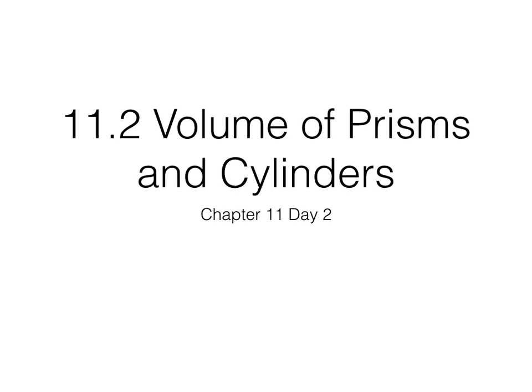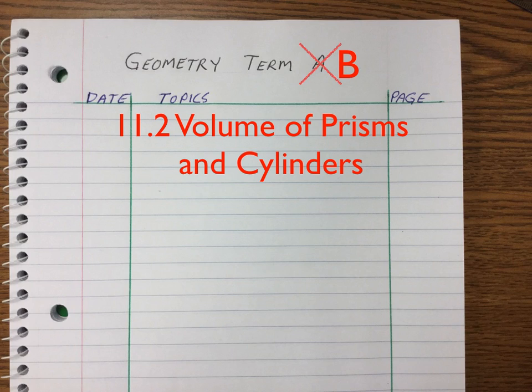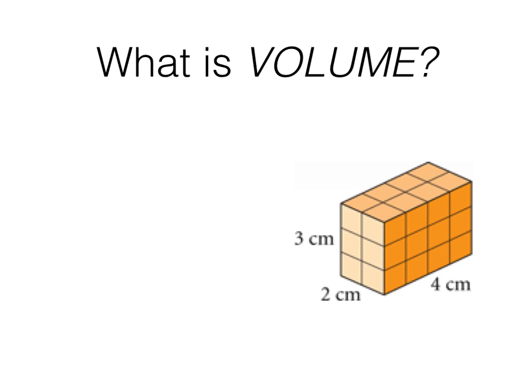Section 11.2 is all about the volume of prisms and cylinders. Let's get this into your table of contents, and then we'll get going. So, volume as opposed to surface area.